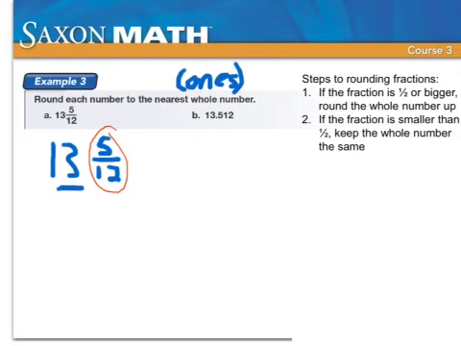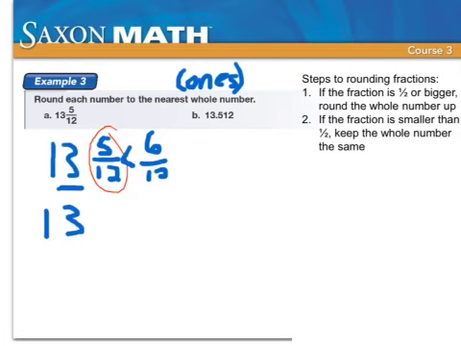Okay, so our 1 here is going to stay the same. Then the 5/12 is going to tell us what to do with the 3. It's going to tell us to keep it the same, or to round up. Well, it says that if the fraction is half or bigger, you round the whole number up. So I have to think, how many 12ths would be equal to half? That would be 6 12ths. Since 5 12ths is less than 6 12ths, we're going to keep this 3 the same.